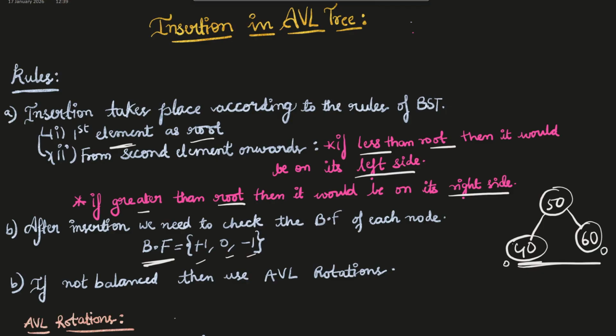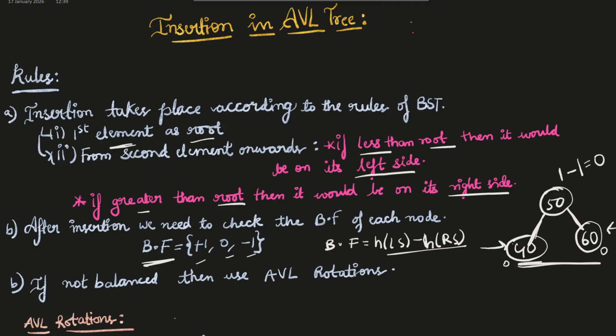Coming to the 50, balance factor is nothing but height of left subtree minus height of right subtree. So height of left subtree is 1, like the number of levels it has on the left hand side, and coming to right subtree, it is also 1, the number of levels on the right hand side. There is only one level, so that's the reason 1 minus 1, that is equal to 0.